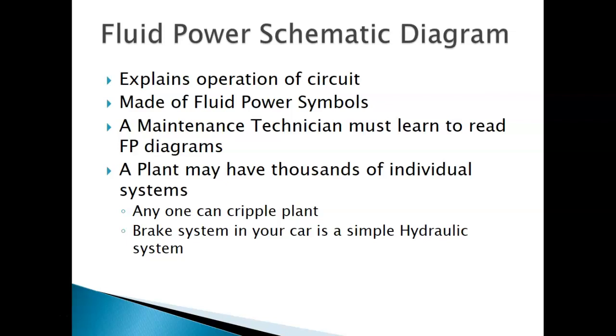So plants can have several thousands of individual systems. And what they're talking about here are basic systems. So something like this, where you just push a button or you turn it on and it automatically works. And it's a very simple system. Or you can have really complex systems where somebody presses a button and it causes a whole assembly line to work. All right.